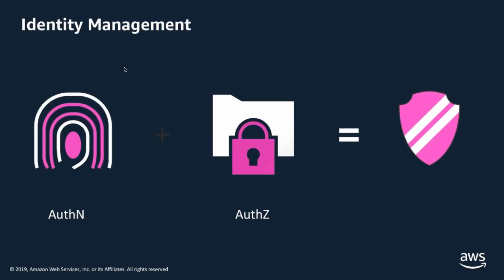Essentially, identity management equals auth-n and auth-z together. Auth-n means authentication, and auth-z stands for authorization. One, auth-n, is about identifying who the user is, and auth-z is about identifying what that user has access to.